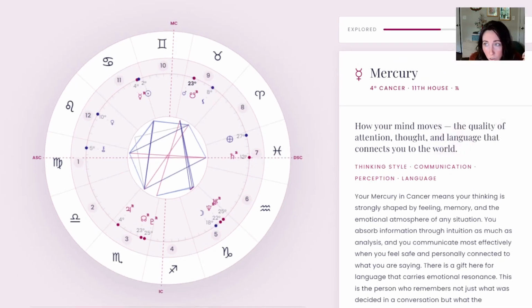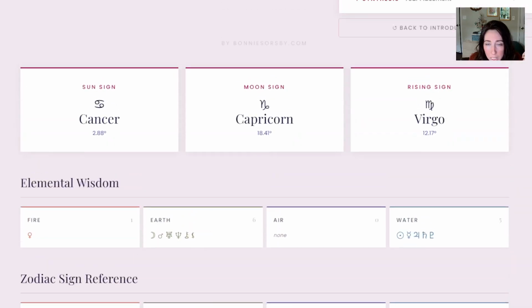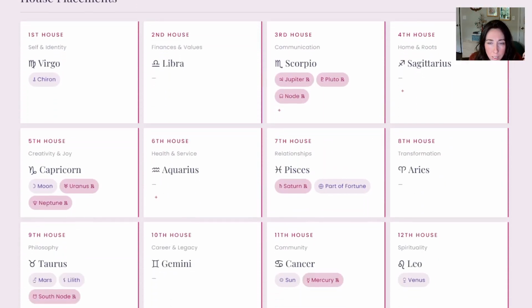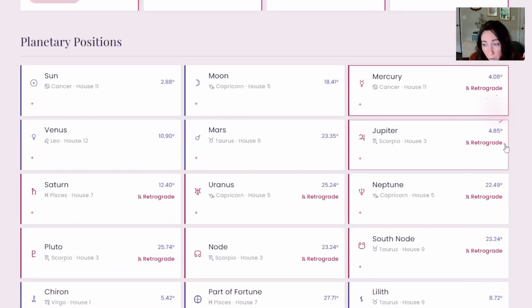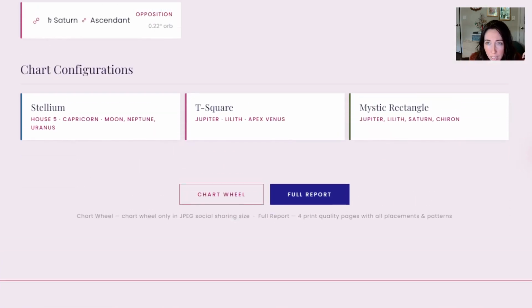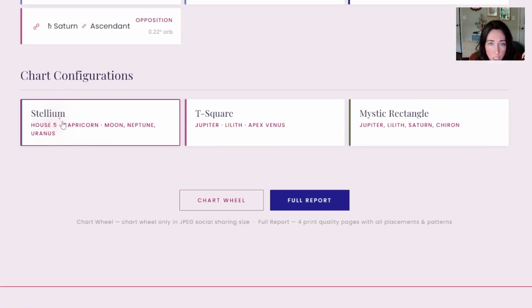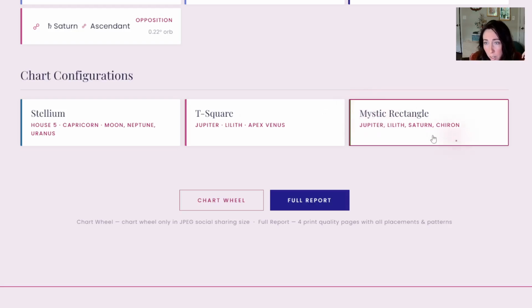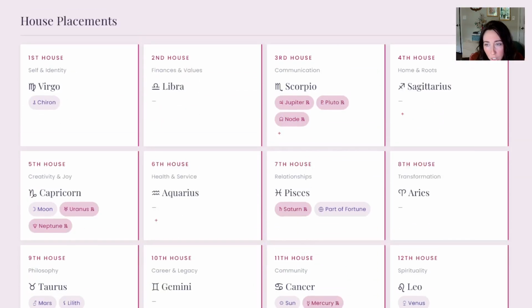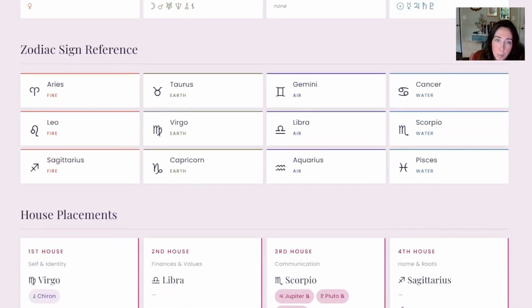And it also goes into, I don't know if anybody's seen any of this yet, but this is the part where you can save this as a beautiful printable PDF, or save that to your chart configuration. She's got a stellium, a T-square, and a mystic rectangle, so you can save your chart wheel or download the full report if you're on desktop. It's a very large file because it's print quality. But this is really cool.